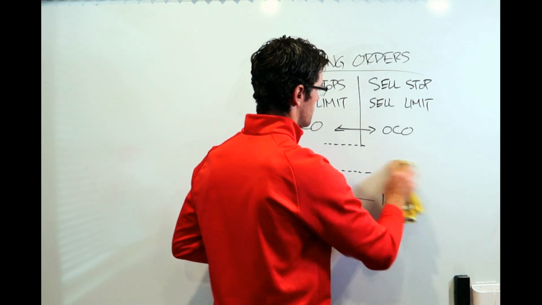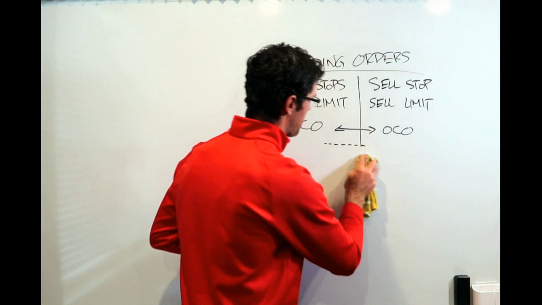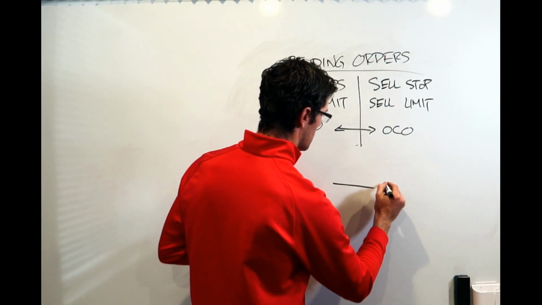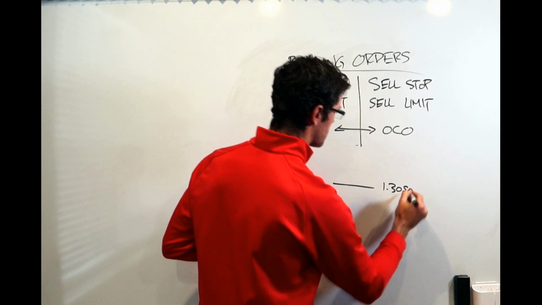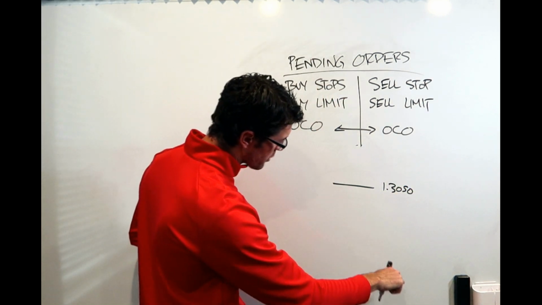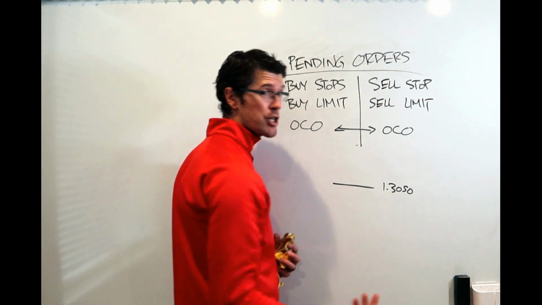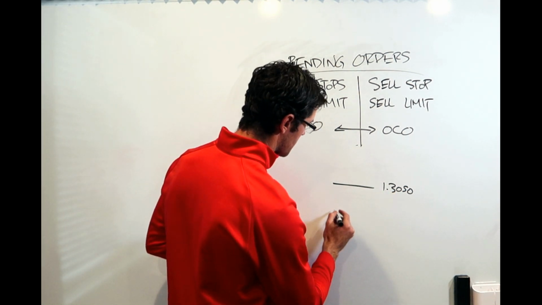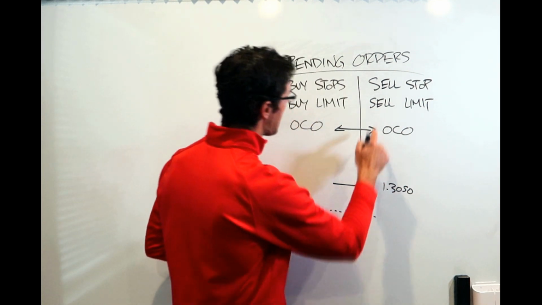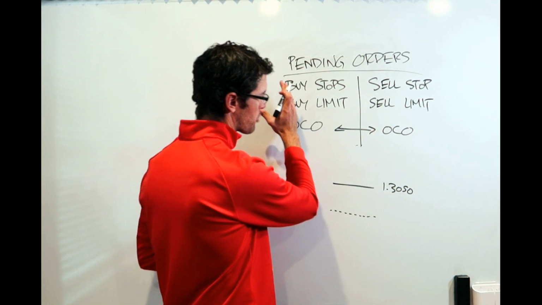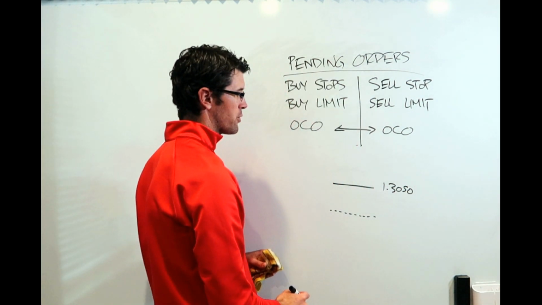Okay, let's go with a sell stop. We'll say that price is currently at 1.3050. Let's say that we're in a downtrend and looking for some continuation. Let's say that this is a great rejection point. Well, we can do this. We can put in a sell stop below current price because we want price to continue going in that direction.